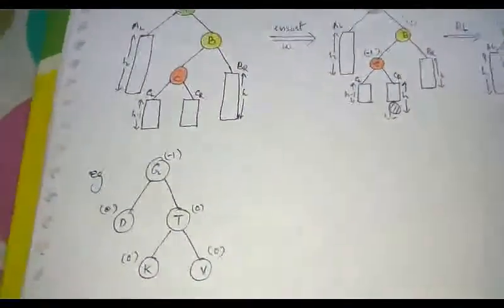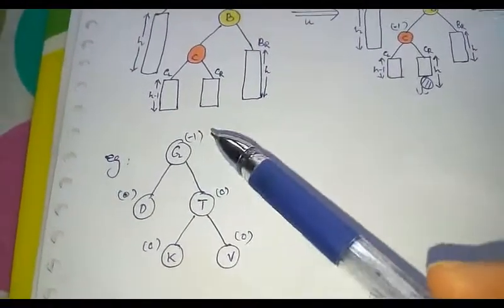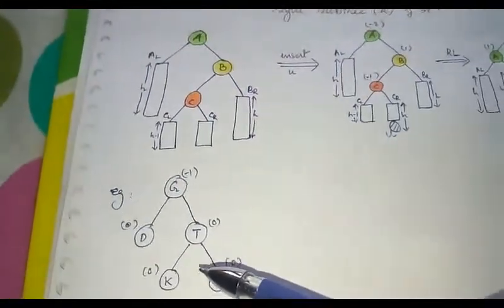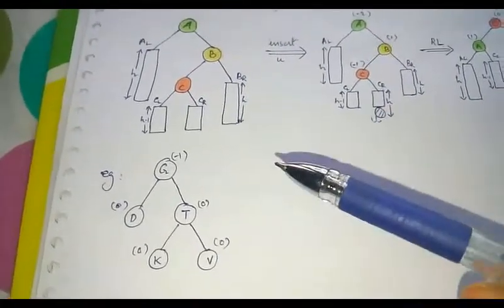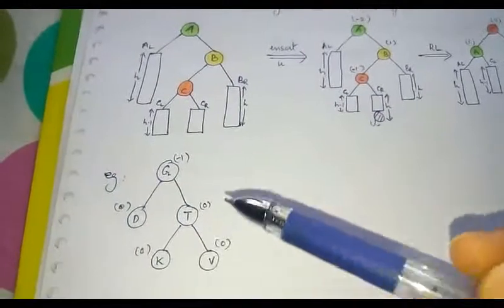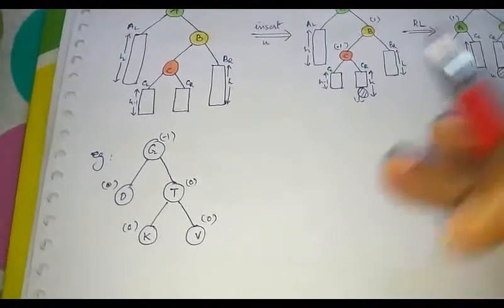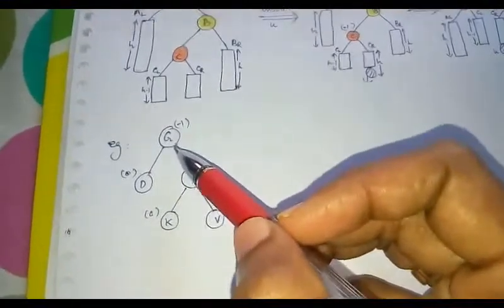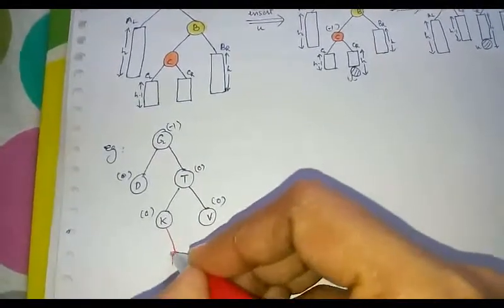Now this can be illustrated with the help of an example. So consider the tree here. The balancing factors are given in brackets and you can see that this is an AVL tree. It is balanced. Now we have to perform RL rotation after inserting a node to the left of the right subtree of this G. So I am going to insert a new node to the left of the right subtree of G. That is, I am going to insert a node M to the right of K.